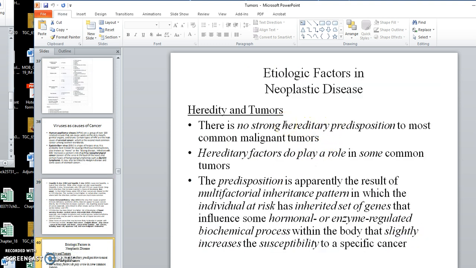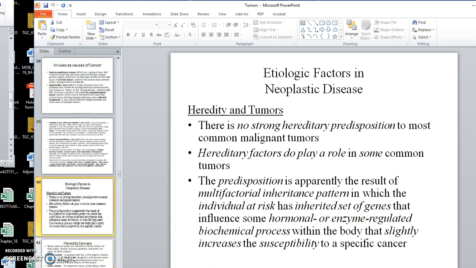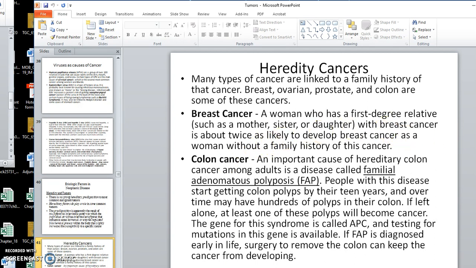Hereditary. There's no real strong hereditary link, that cancer can be passed on, but there are slight increases above the normal population that you see. Most of these have to do with genes that deal with enzymes or hormones that could influence it. Breast cancer has some hereditary predisposition. For example, a woman who has a first-degree relative, such as a mother, with breast cancer is about twice as likely to develop breast cancer. Colon cancer somewhat also.